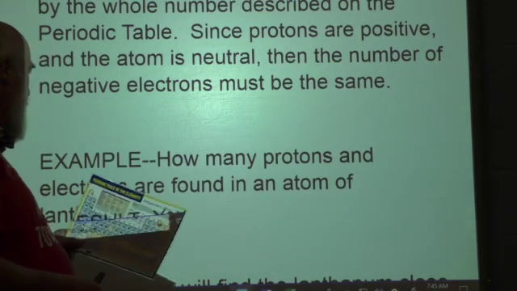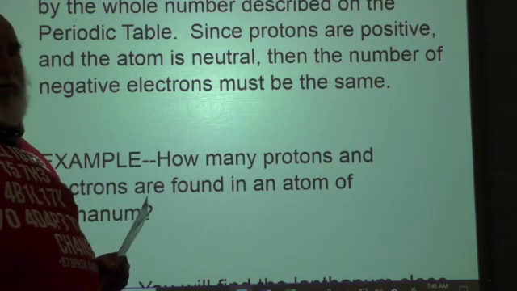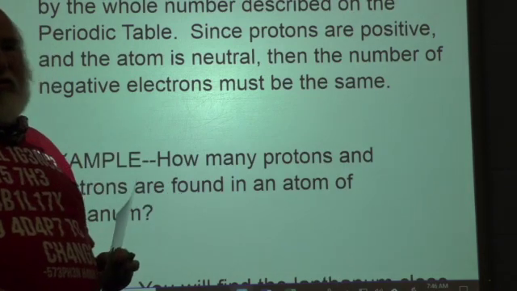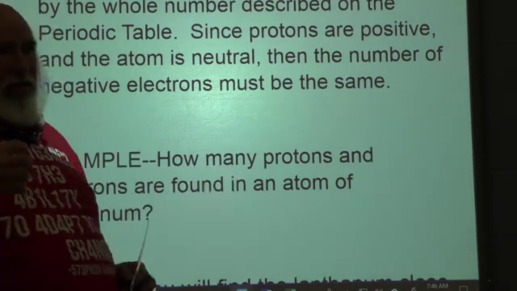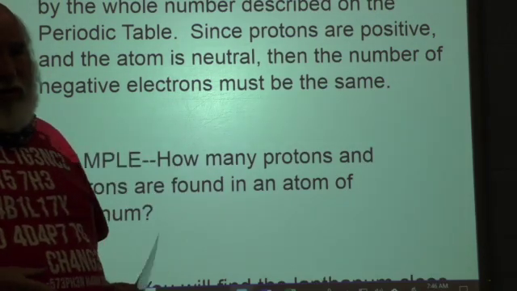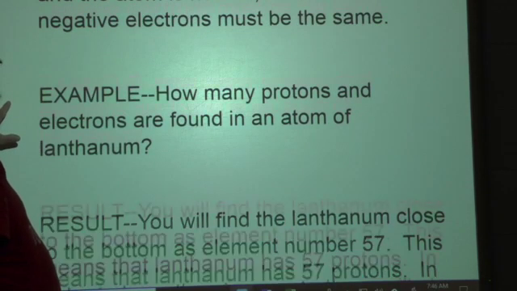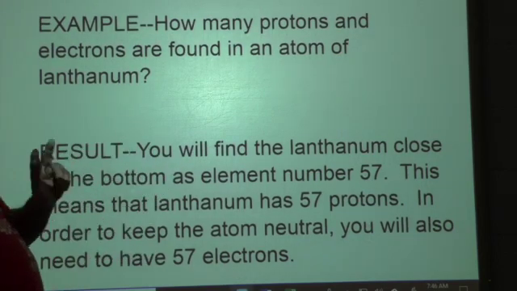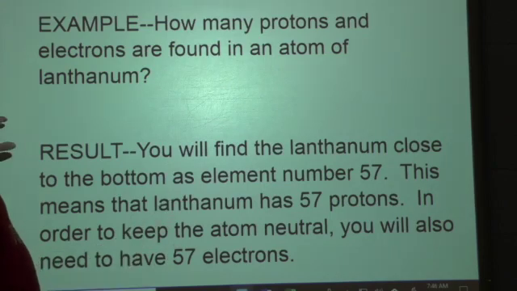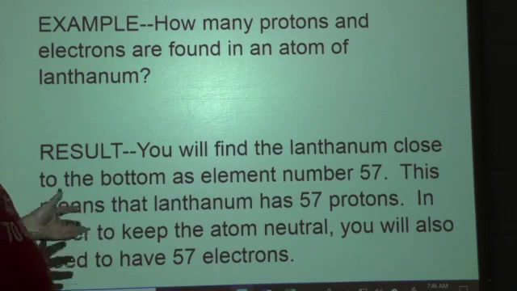The lanthanum, though, because it's element number 57, is going to have 57 protons. So that means 57 positive charges crammed into the nucleus. So if it's neutral, then you have to have 57 negative particles traveling around that. So the electrons and protons must be the same. And so there are 57 protons and 57 electrons. Okay? Again, the periodic table has all kinds of information, and that's a big one.